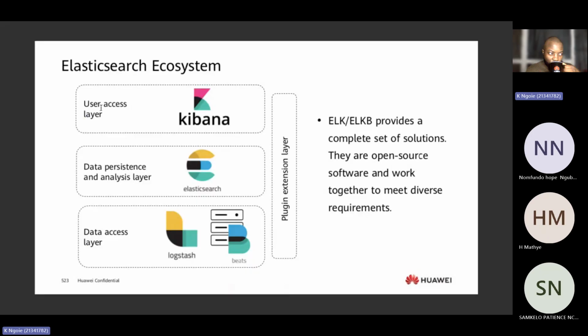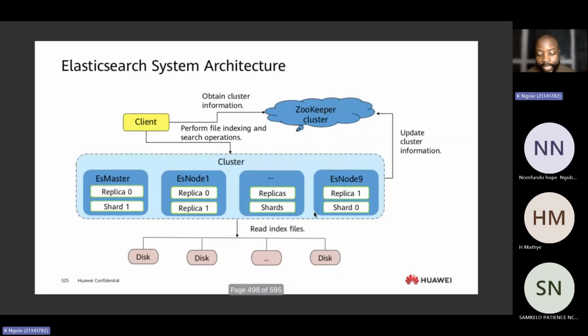When we talk about the user access layer here, Kibana, for example, think of it as the dashboard of the platform. Then you have Logstash here, which is more focused on the data, the way the data are moving and the way that the data are being processed.